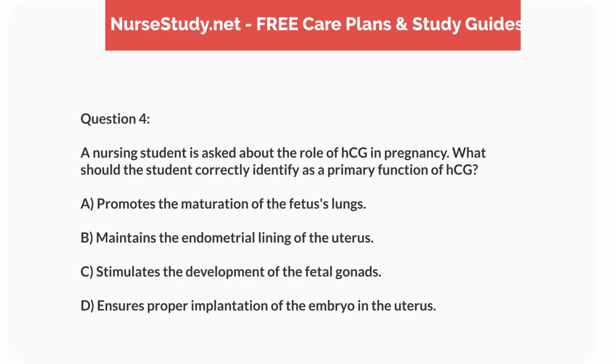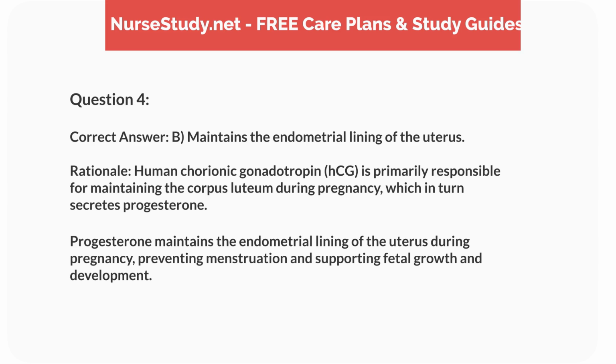Question 4. A nursing student is asked about the role of HCG in pregnancy. What should the student correctly identify as a primary function of HCG? A. Promotes the maturation of the fetus's lungs. B. Maintains the endometrial lining of the uterus. C. Stimulates the development of the fetal gonads. D. Ensures proper implantation of the embryo in the uterus. Correct answer: B. Maintains the endometrial lining of the uterus.